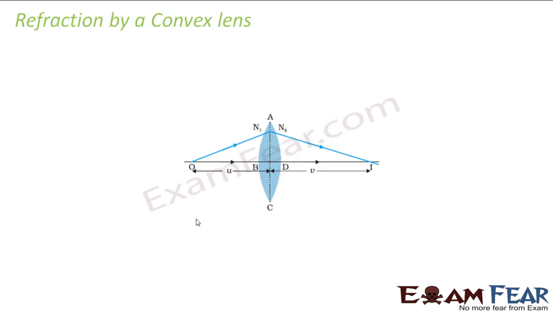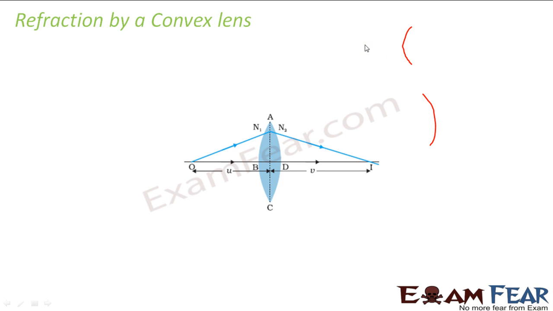So now let us go ahead and look at the refraction by a convex lens. Here we will see how exactly the refraction takes place, what exactly happens inside the lens, because the lens is nothing but a combination of two spherical surfaces. So what we will do is split this lens into the two spherical surfaces of which it is made up.